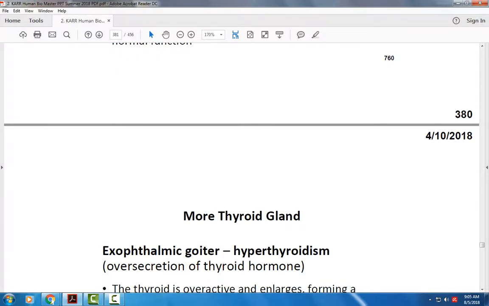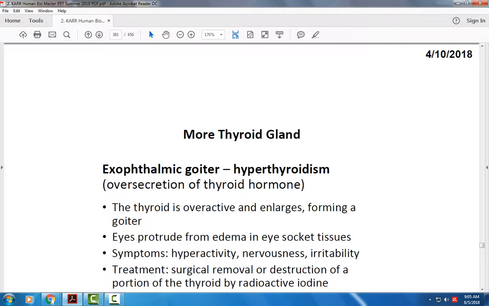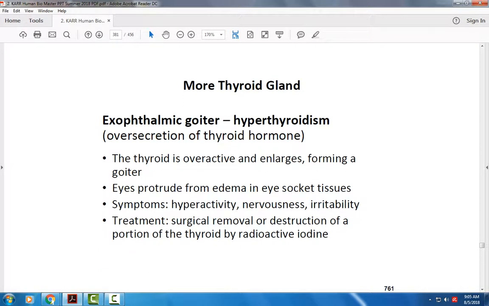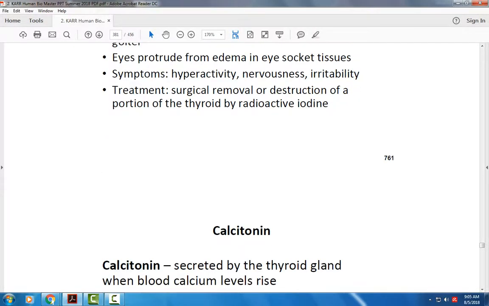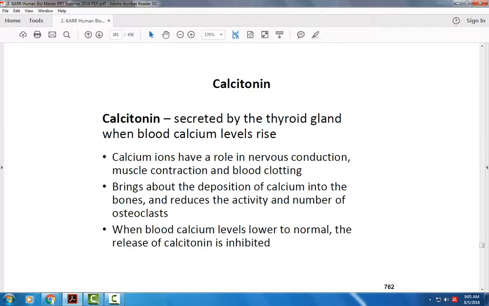So if that thyroid gland is overactivated, either by a tumor on the anterior pituitary or cancer of the thyroid, we can see excess hormone production, and it causes hyperactivity, nervousness, irritability, and it would need to be removed or destroyed by radioactive iodine to get that hormone production of the thyroid under control. And we talked about calcium, like I said, is an important ion for bone homeostasis and keeping our bone mass high and preventing fractures.